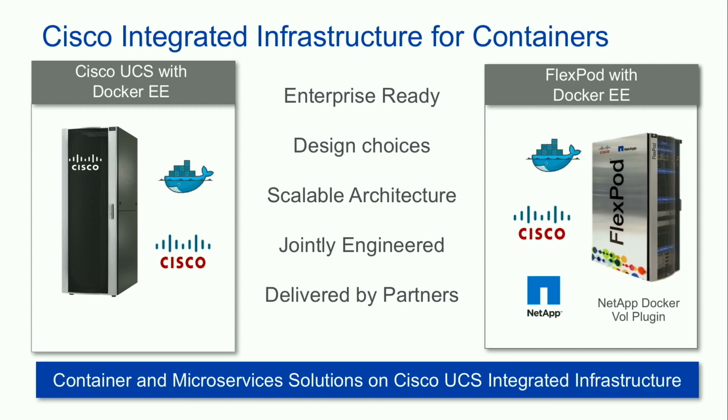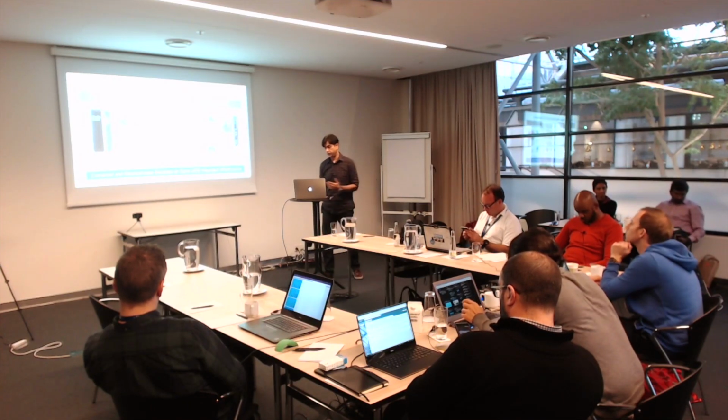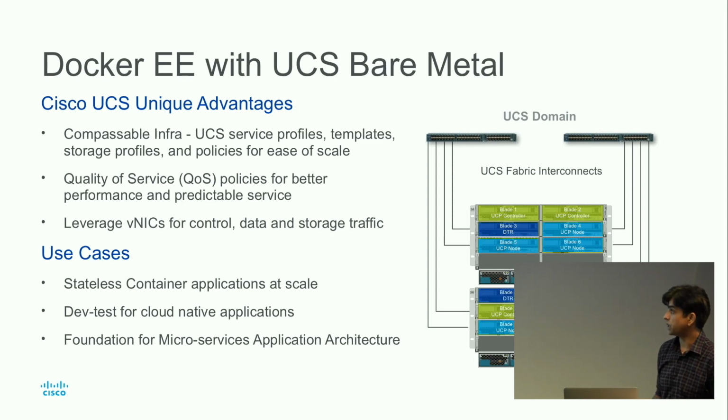They're both jointly engineered with Docker, NetApp, and Cisco, and has been delivered by the partners, has been tested in our lab environment, validated, and then the whole CVD process, as you have already seen, goes through the enormous effort of bringing it to the market. That's the first solutions, Docker Enterprise Edition with UCS bare metal. In this architecture, we're talking about having two UCS blades. We're going to see more detailed topology in the next slides.